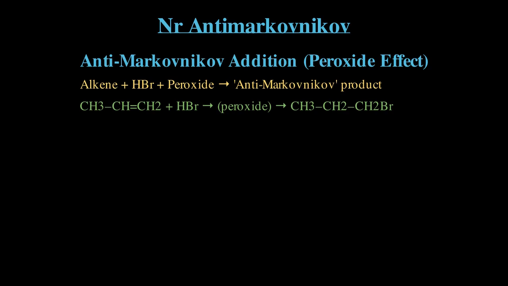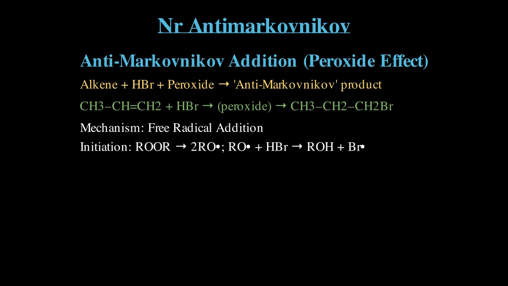The reason for this reversal is a completely different mechanism. This is a free radical addition, not an ionic one. The reaction starts with an initiation step where the peroxide breaks down to form two RO radicals. An RO radical then reacts with HBr to generate a bromine radical. In the propagation step, this bromine radical adds to the less substituted carbon of the alkene. This forms a more stable secondary carbon radical. This radical then abstracts a hydrogen from another HBr molecule to complete the product.